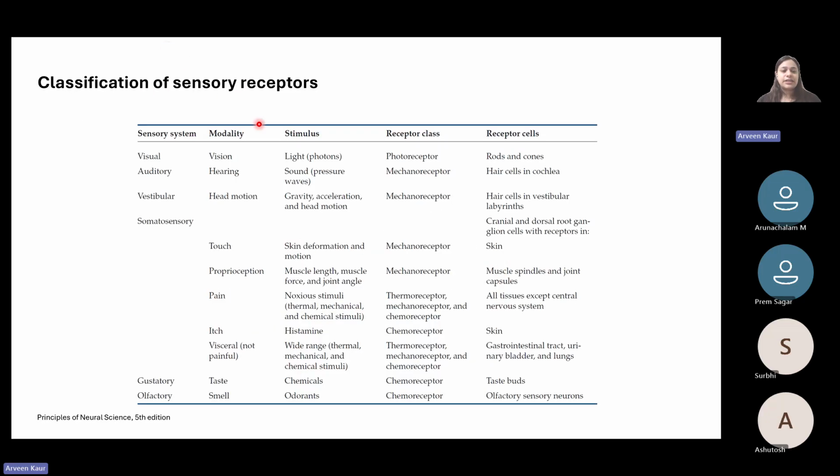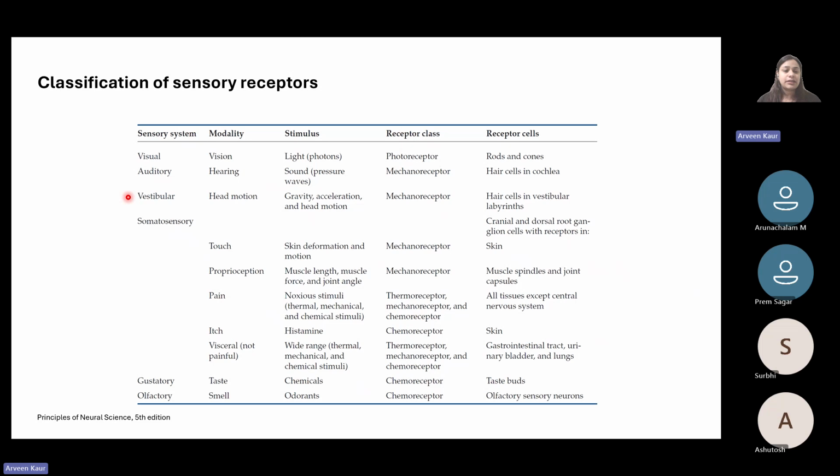If we classify sensory receptors, the visual system has the modality of vision, and its stimulus is photons or light. Its receptor class is photoreceptor, and the receptor cells present in the eye are the rods and the cones. Similarly, for the auditory sensory system, the modality is hearing. What is the stimulus? It is sound or pressure waves. So what is the receptor class? It is going to be mechanoreceptors, because the stimulus is pressure over here. The receptor cells are the hair cells in the cochlea.